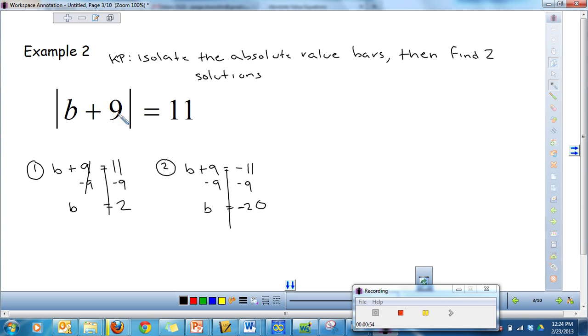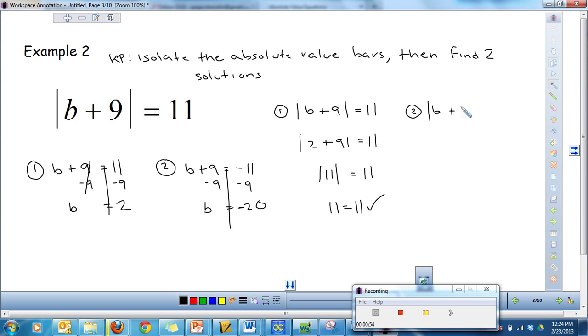Now, just to show you that this works, let's plug each of these back in and check it. So here's my first one. The absolute value of b plus 9 equals 11. Let's see if that works for the first one. Is 2 plus 9 11? Well, the absolute value of 2 plus 9, that's going to be the absolute value of 11. Is the absolute value of 11 11? Yes.